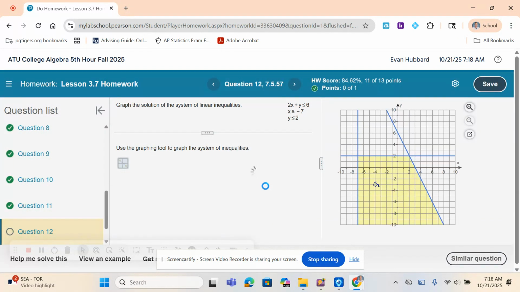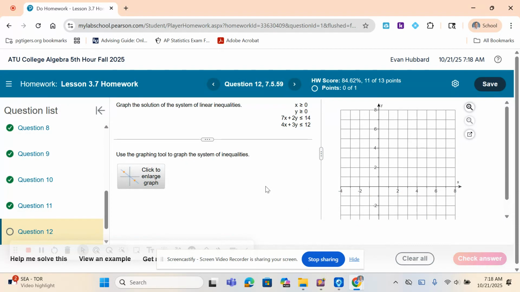Okay. All right, let's look at another one. These are called constraints that we talk about. These different inequalities here. X is greater than or equal to 0. Y is greater than or equal to 0. 7x plus 2y is less than or equal to 14. And 4x plus 3y is less than or equal to 12.